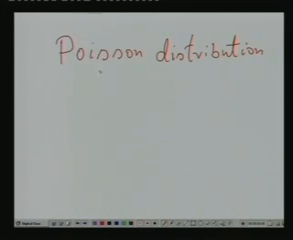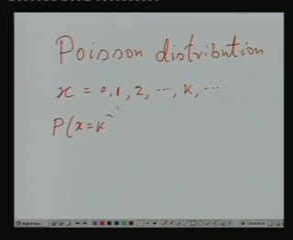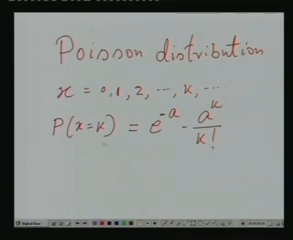Here x takes values like 0, 1, 2, dot dot k, dot dot. The probability of x taking k will be given as e to the power minus a into a to the power k by factorial k, where a is a parameter.